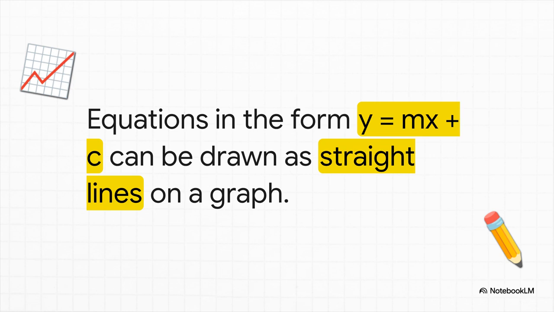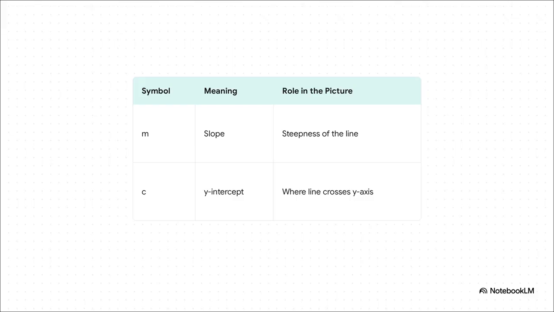But it's not a problem to be solved. It's a set of instructions. It's literally a recipe for drawing a perfect, straight line on a graph. Every single letter in there tells the line exactly what to do. Let's break down that code.